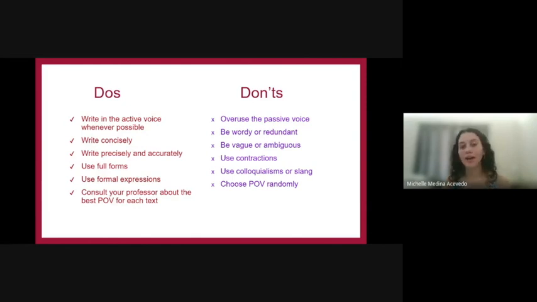Now, don'ts of academic writing: don't overuse the passive voice. Only use it if it's absolutely necessary, meaning if you do not know the agent, or if you absolutely have to emphasize the object. Do not be wordy or redundant. Like I said, less is more. Don't be vague or ambiguous. So tell the reader exactly what you're talking about. Do not use contractions. Do not use colloquialisms or slang. And do not choose point of view randomly or change randomly inside your text. So always be consistent.